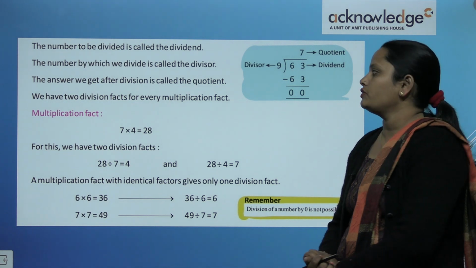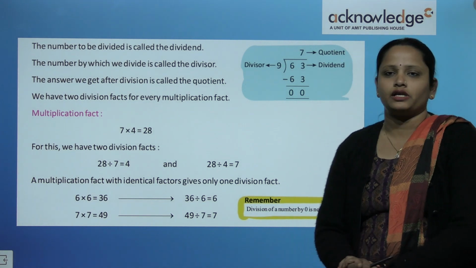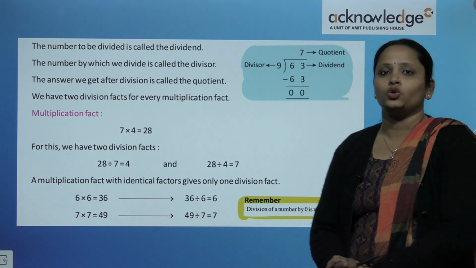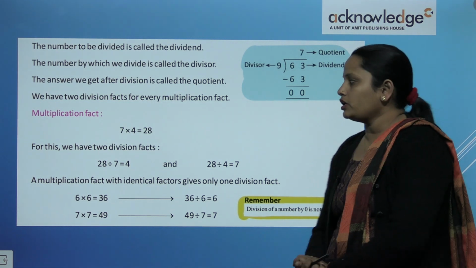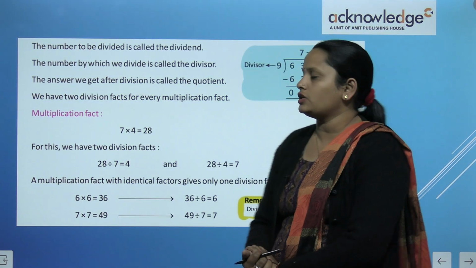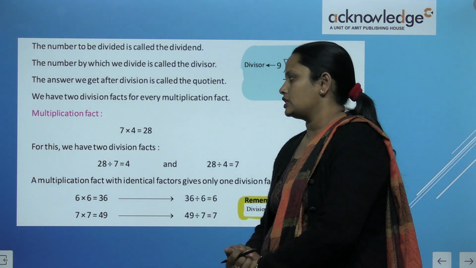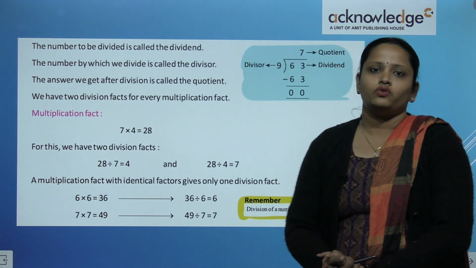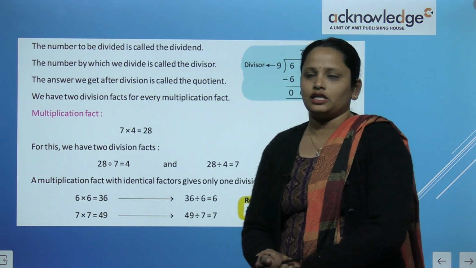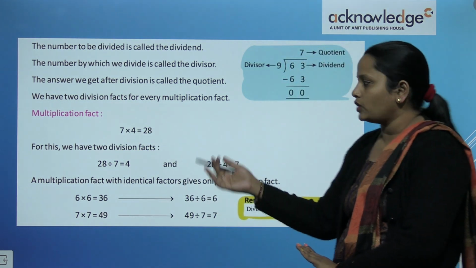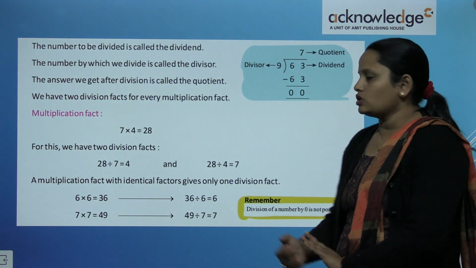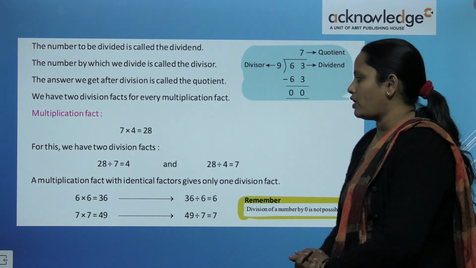We have 2 division facts for each multiplication fact. So हर एक multiplication fact के लिए हमारे पास 2 division facts होते हैं. What are the multiplication facts? So here you can see 7 multiply 4 is equal to 28. So for this we have 2 division facts. 28 को अगर हम 7 से divide करें we will get 4 as the answer, और अगर 28 को हम 4 से divide करें we will get 7 as the answer. So here you can see these are the 2 division facts.